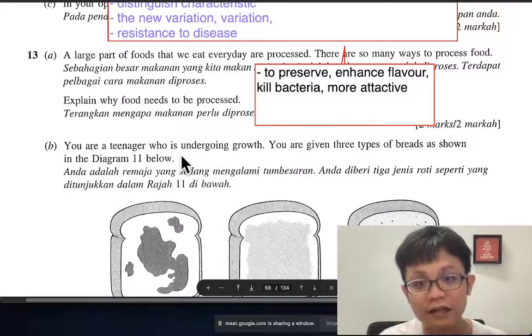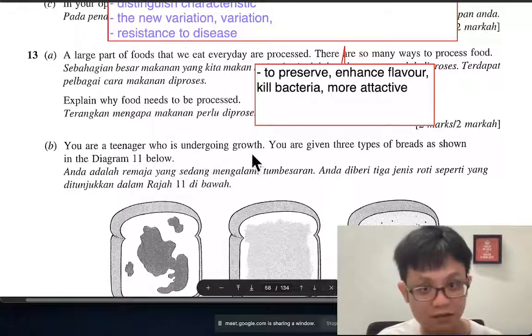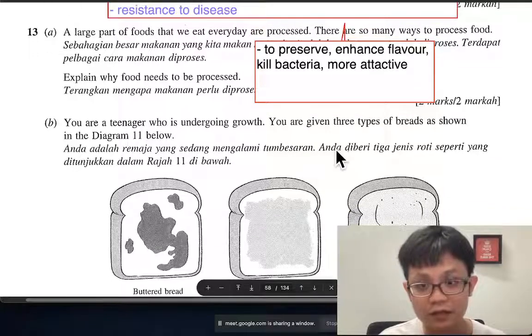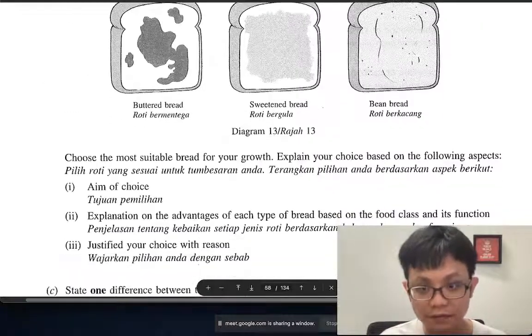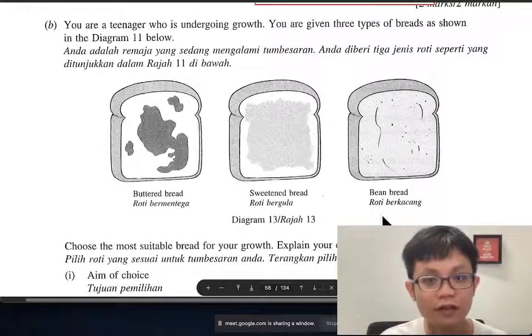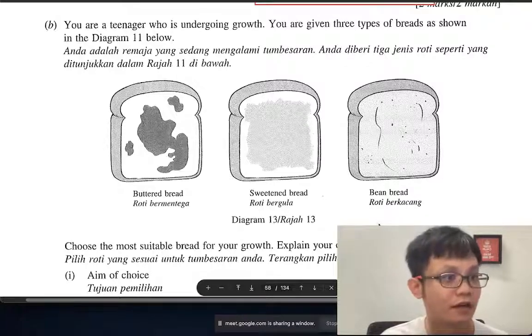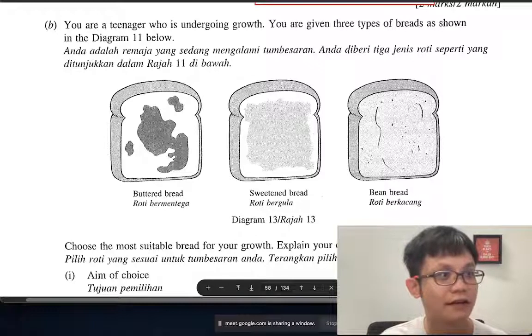You are a teenager undergoing growth. You are given 3 types of bread as shown: butter bread, sweetened bread, and bean bread. So which one do you want to choose? Bean bread. Sure or not? Taste not nice or? Healthy.